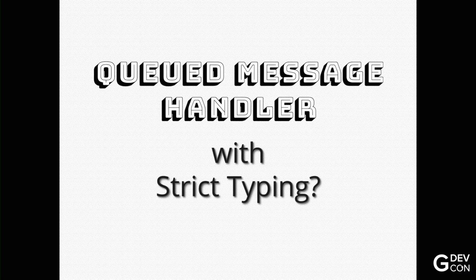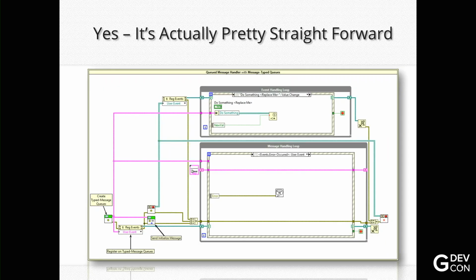So putting lots of these things together, could we make ourselves a queued message handler with strict typing? The answer is yes. Is it that remarkable? No, it kind of looks like the normal queued message handler. What we've done on the left-hand side is wrap all those event creations inside a VI. We must make sure we register first before anything else happens, including sending our initialization method.